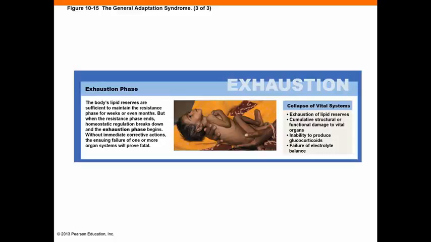Now, if the resistance phase goes on past what the body's lipid reserves are sufficient to maintain, the homeostatic regulation will eventually break down, and that's when the exhaustion phase begins. Without outside immediate corrective actions, organ systems will begin to fail, and this phase can prove to be fatal.